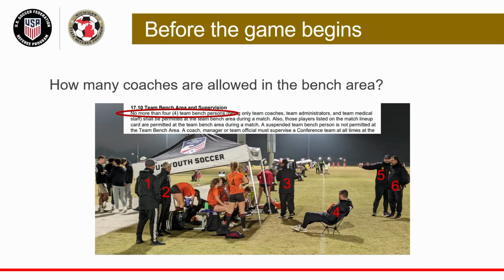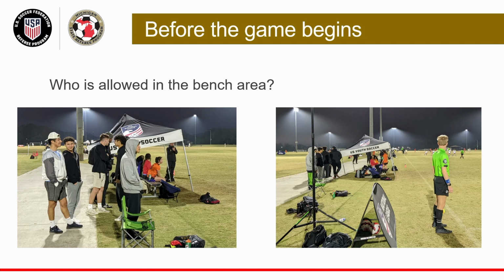But not just that. Who is allowed in the bench area? Look at the picture to the left. Oftentimes, a team may have a girls' team and a boys' team. And then when girls are playing, boys may come to support the girls' team. And when the boys are playing, girls may come to support the boys' team, which is fine, but they cannot be in the bench area.